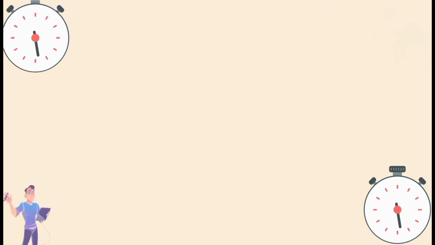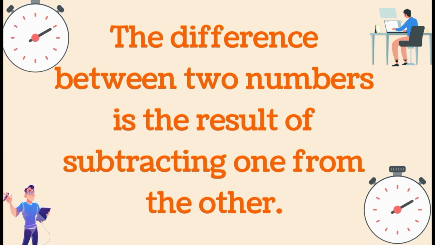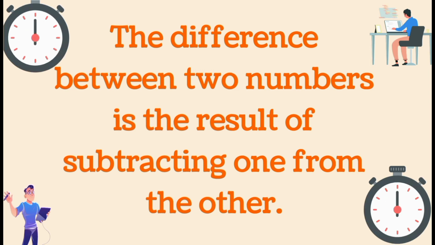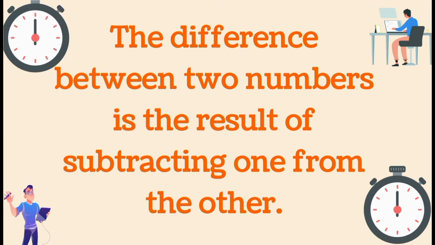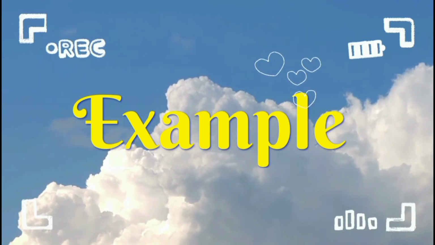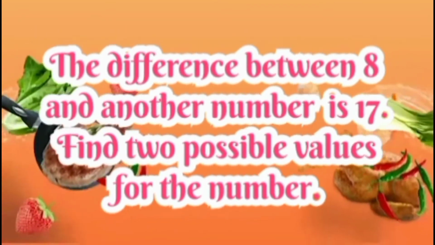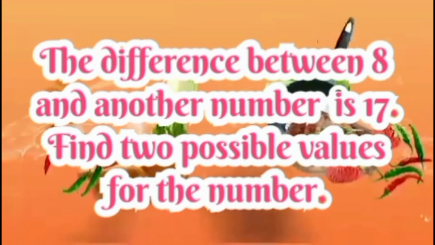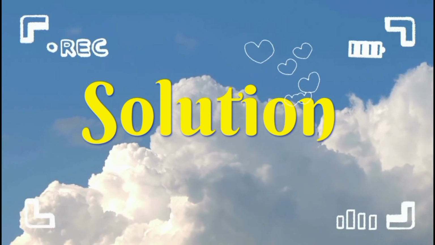Now, let's talk about difference. The difference between 2 numbers is the result of subtracting one from the other. If we subtract the smaller number from the bigger number, it is called positive difference. And if we subtract the bigger number from the smaller number, it is called negative difference. Let's take this example. It says, the difference between 8 and another number is 17. Find 2 possible values for the number. Now let's take the solution.